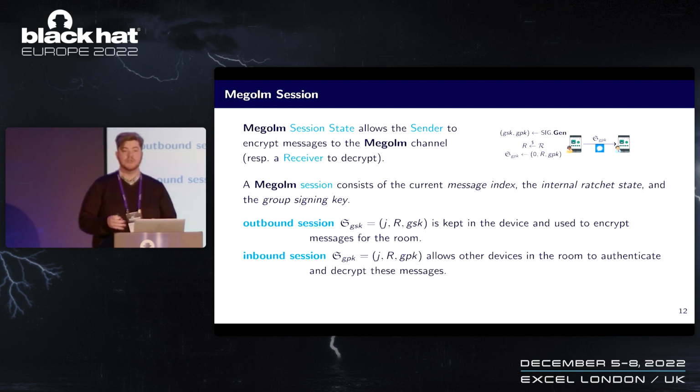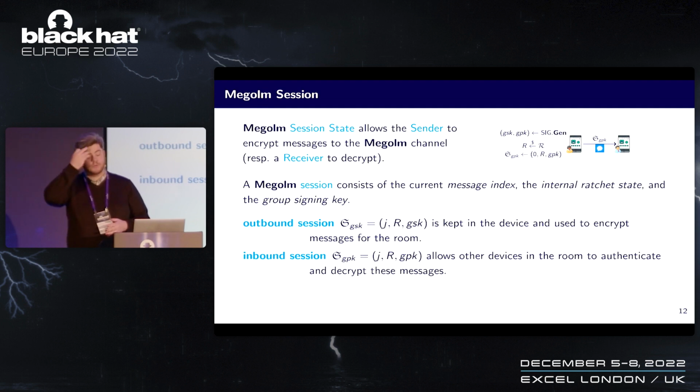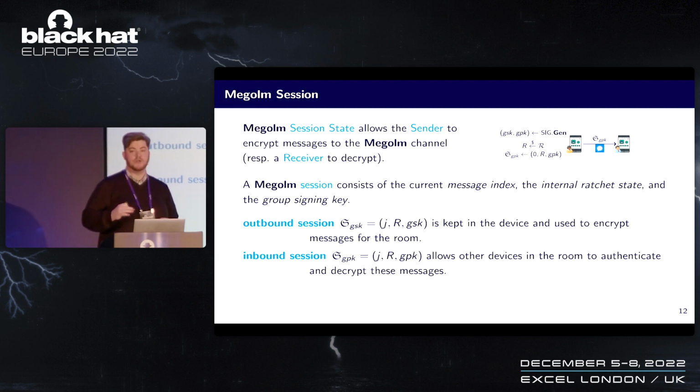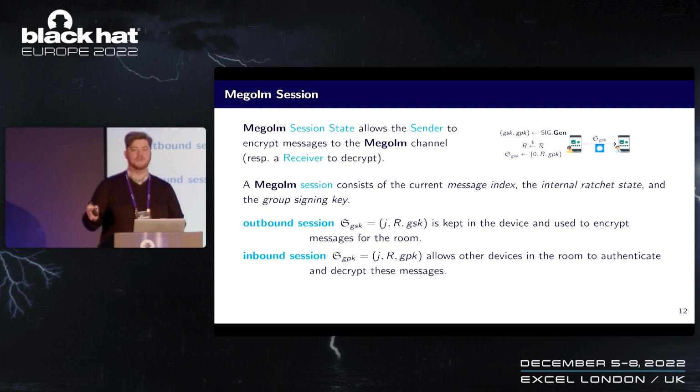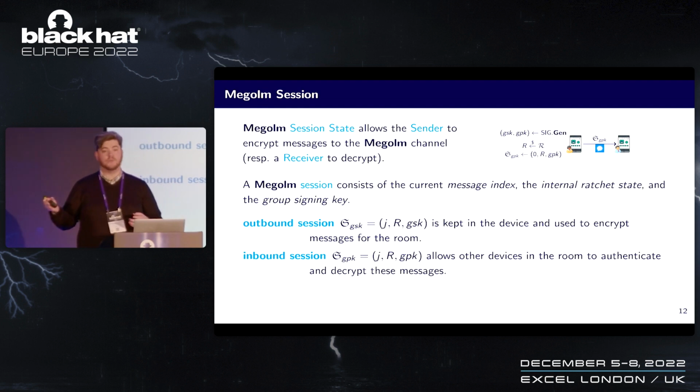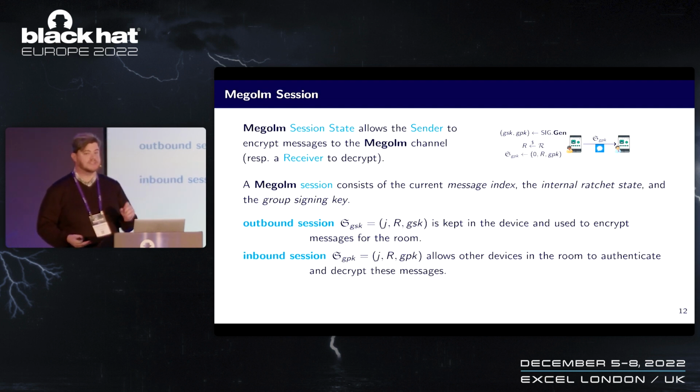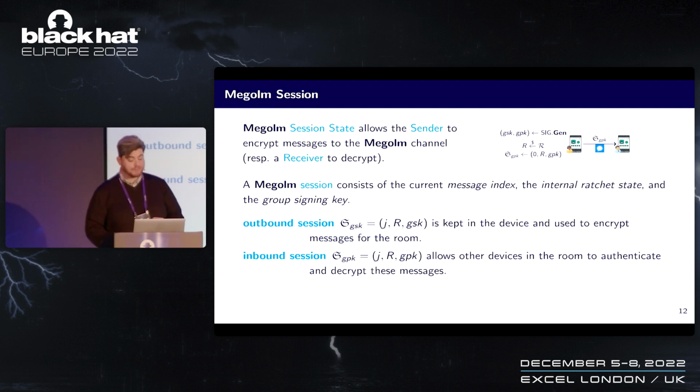This group signing key is going to be used to authenticate ciphertext between Alice and the rest of her group. So the idea here is this internal ratchet state is some symmetric keying material, which means that everyone else in the room knows this. So everyone else in the room can encrypt messages as if they were Alice. This group signing key prevents that sort of within-the-group insider impersonation attack.